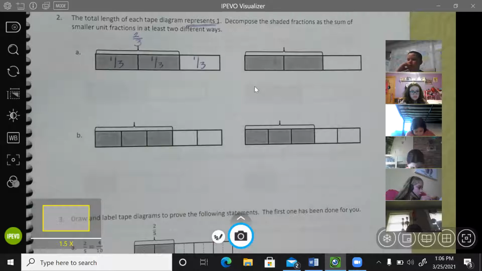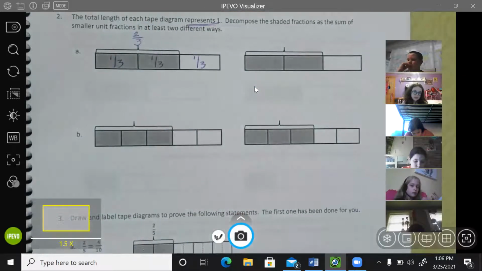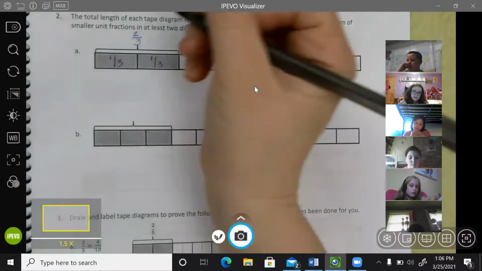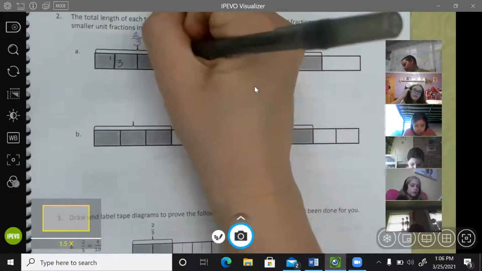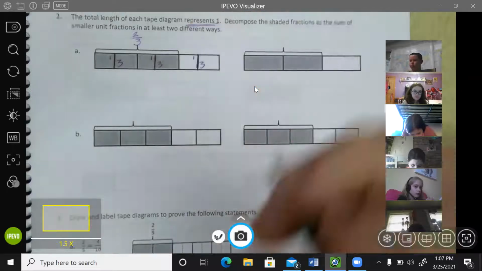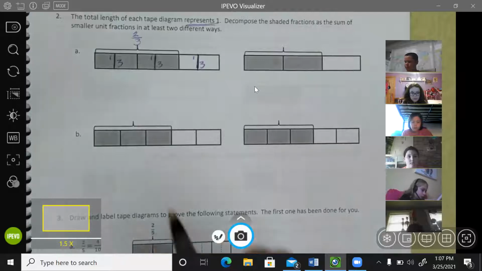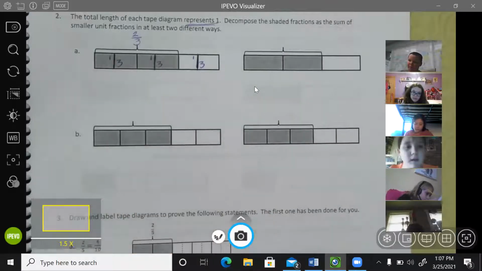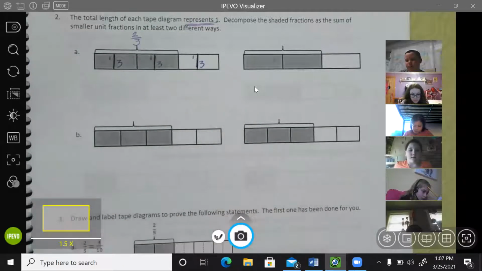Now we're going to decompose and we're going to change this fraction to mean something else. So now I want you to go ahead and split each of these pieces in half. Olivia, now what does each piece represent? Count all of these up. How many do we have total?